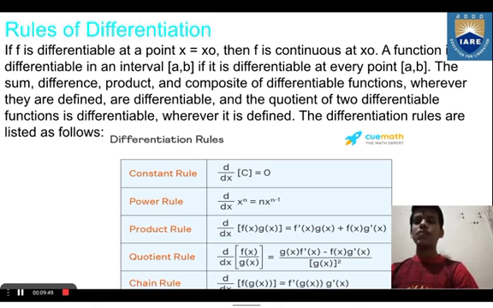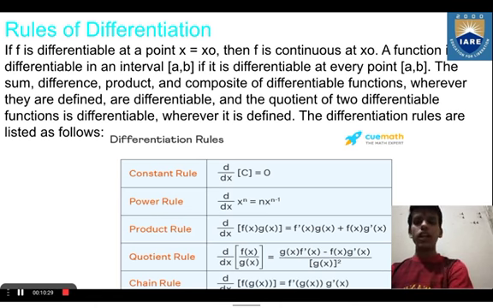As we have seen, the constant rule: the differentiation of a constant is always 0. The power rule we have already discussed: differentiation of x power n gives you n into x power n minus 1. What is the product rule? Differentiation of f of x and g of x gives you f dash of x g of x plus f of x g dash of x. Quotient rule? Quotient rule means dividing. d by dx of f of x by g of x gives you g of x into f dash of x minus f of x into g dash of x, by g of x whole square.